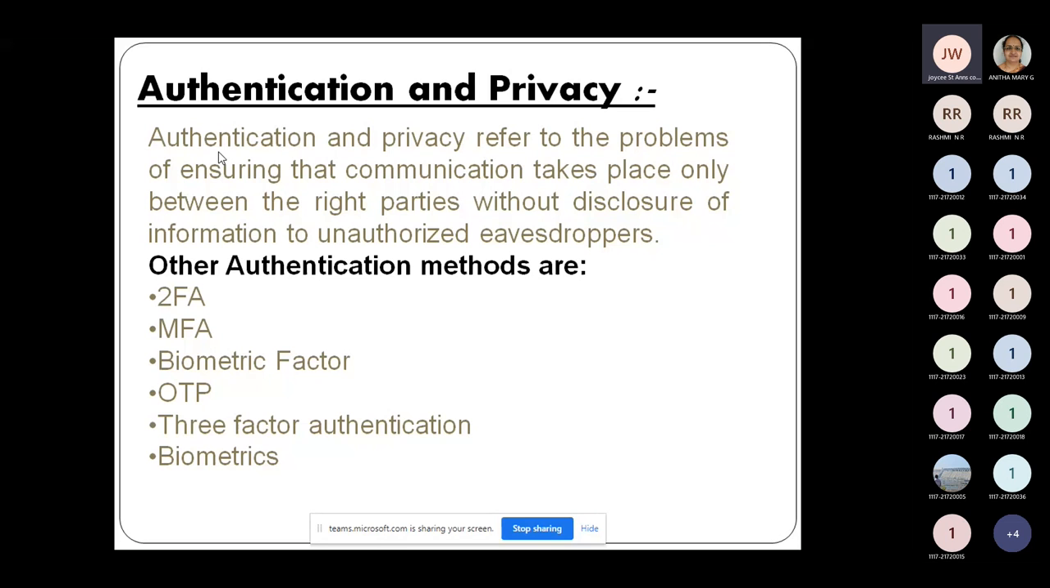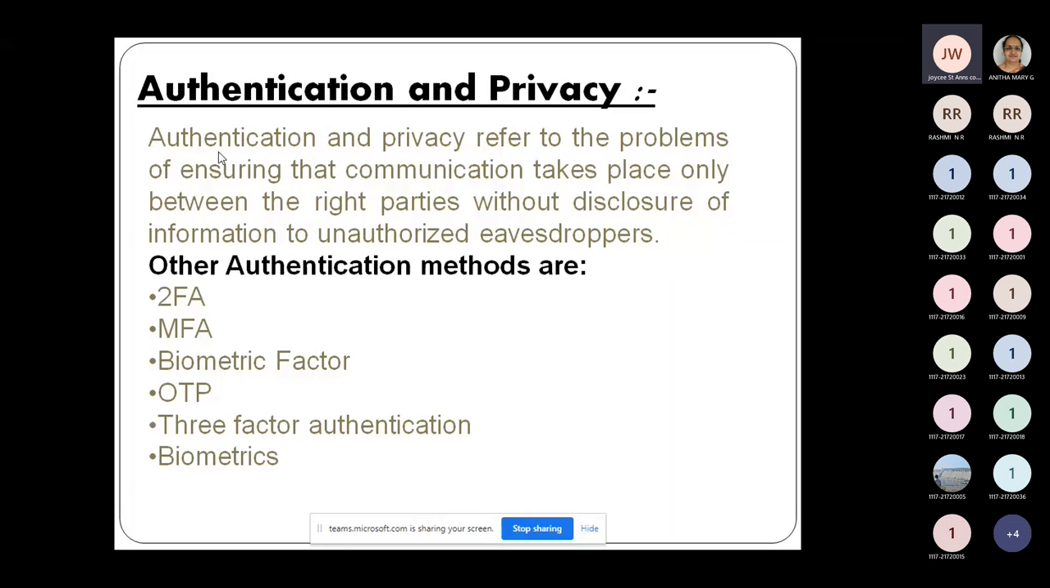Next one is biometric factor. The biometric factor is based on a security key which is generated in a phone. For example, you are working in a reputed company. When you are logging into that company website, you will generate one security key, and based on that key only you will be entering the credentials. That is the biometric factor, where a security key, you can say a token, is generated. Based on the token, you will be able to go into that website.